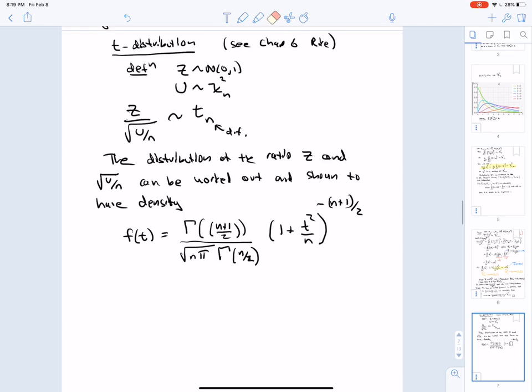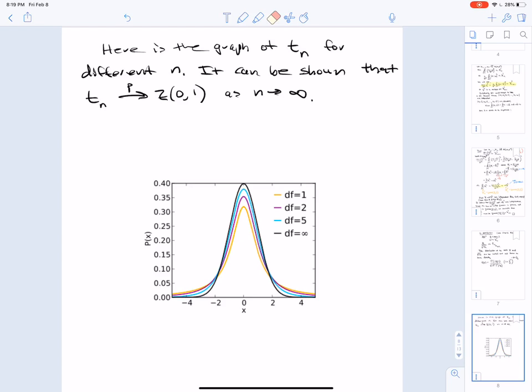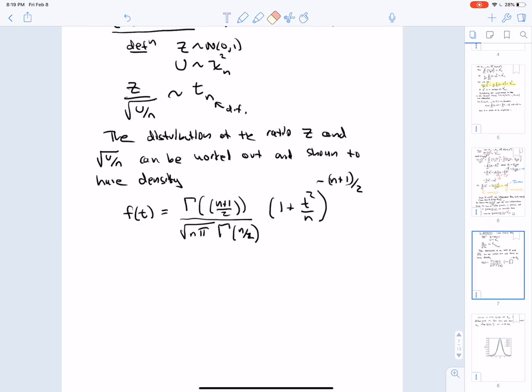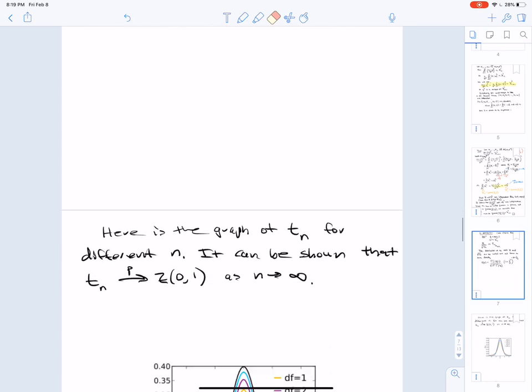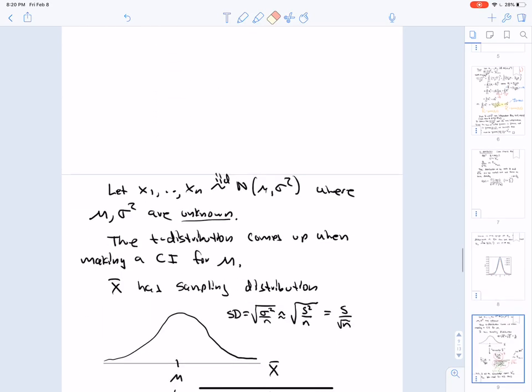It just is interesting because if you look at the graph of that density, if you were to plot it, it almost looks like the bell curve. In fact, you can show that the T distribution converges in probability to the standard normal. That's quite interesting. You could even take a look at this density and show that as n goes to infinity, you get the equation for the standard normal density. But I won't go through those details. Here we can see that the T distribution has fatter tails than the standard normal, which is in black.